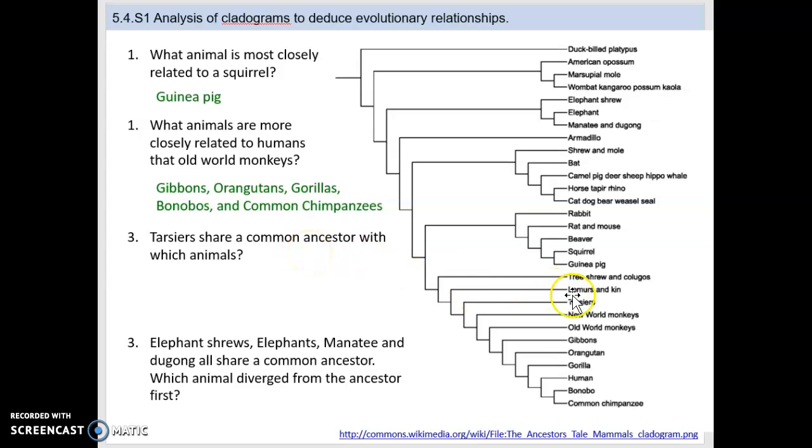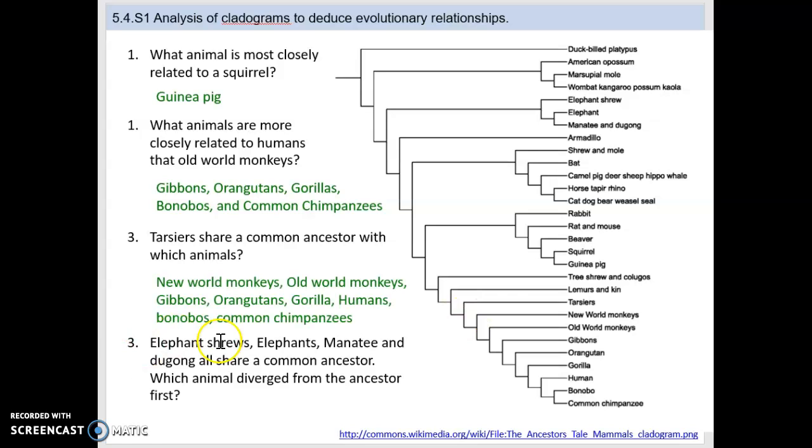So again, we've got to come over here, find them, and then we think about what common ancestor they had, and then we can go with the answers that come off the rest of there. So you could say that we've got the New World monkeys, you could say the Old World monkeys, and then all the rest down the end here. We had a common ancestor there.